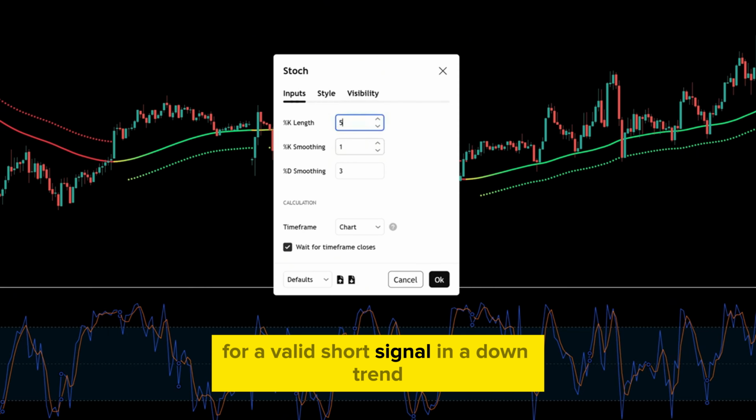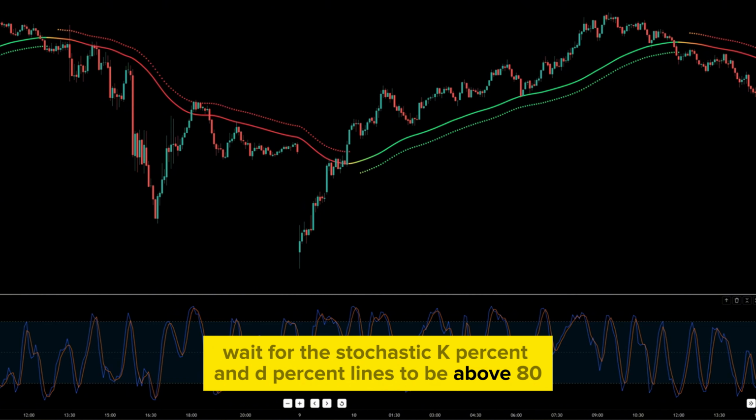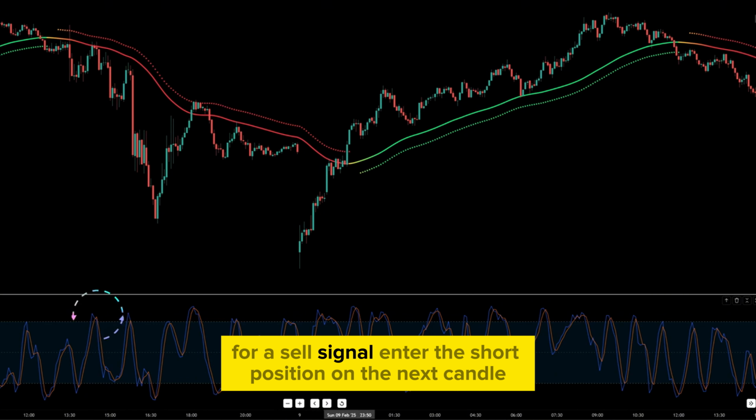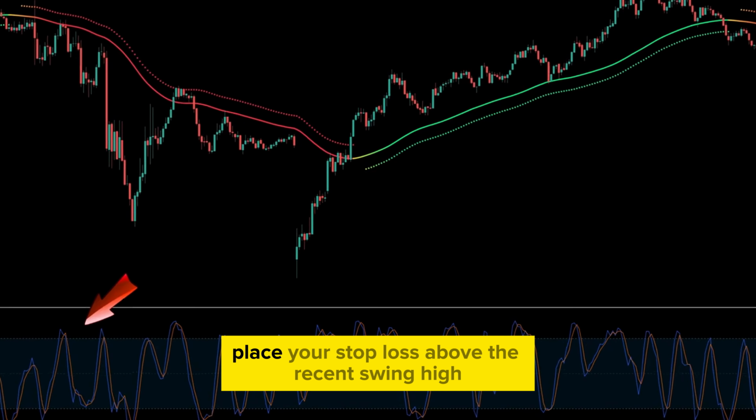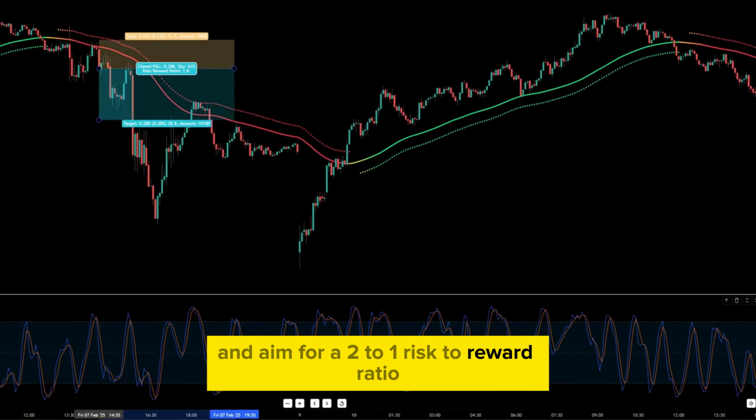For a valid short signal in a downtrend, wait for the stochastic K% and D% lines to be above 80, and then look for a cross beneath 80 for a sell signal. Enter the short position on the next candle, place your stop loss above the recent swing high, and aim for a 2-to-1 risk to reward ratio.